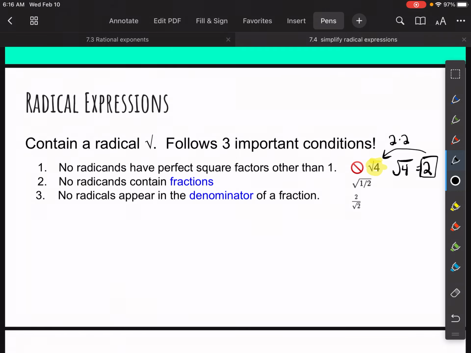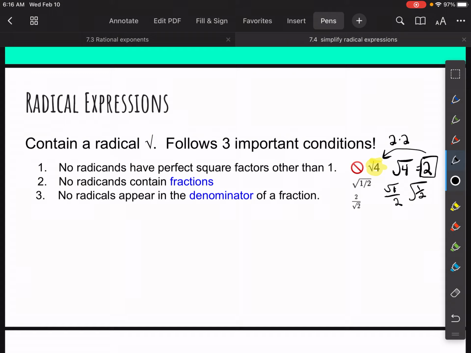Number 2, no radicands contain fractions. All right, so I can't have the square root of 1 over 2 like this. I can have the square root of 1 over 2, but not written like this. So notice the difference there.